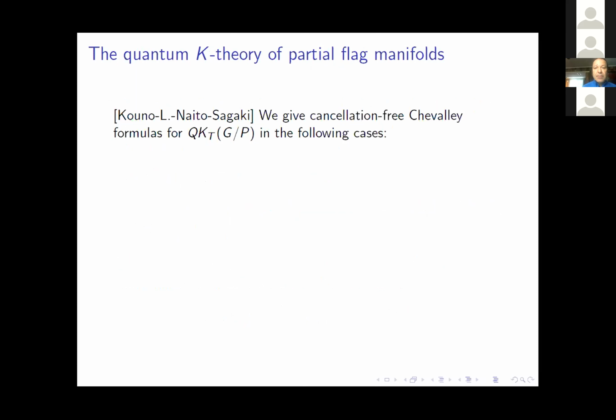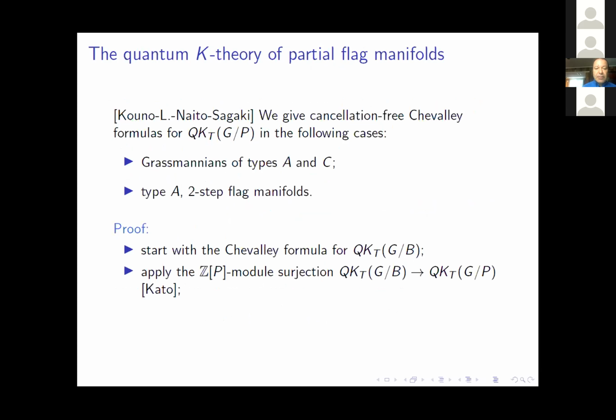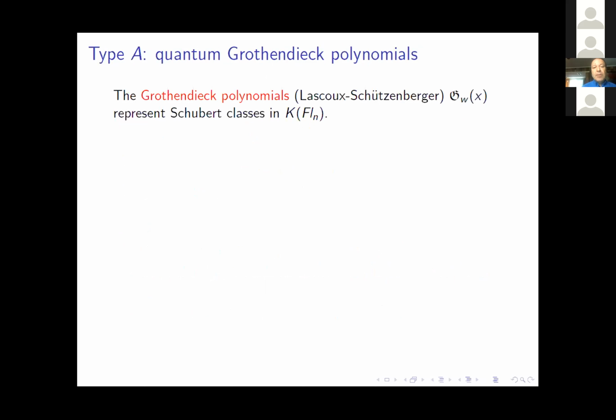We also have some results for partial flag manifolds that are derived from the Chevalley formula that I've shown for the full flag manifold. But here we get lots of cancellations if we just apply this surjection of Kato from G/B to G/P, and we have to perform all these cancellations via sign-reversing involution to derive a cancellation-free form. But most importantly, I want to end by talking about Grothendieck polynomials that Carol also mentioned.